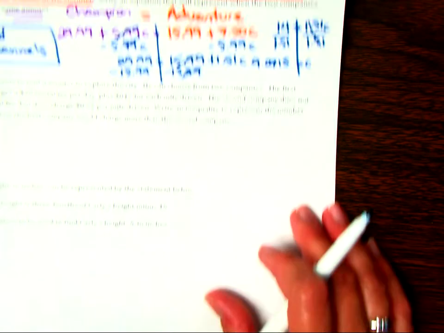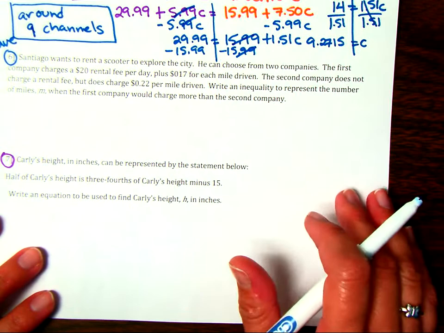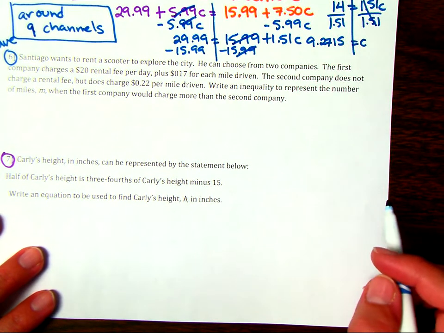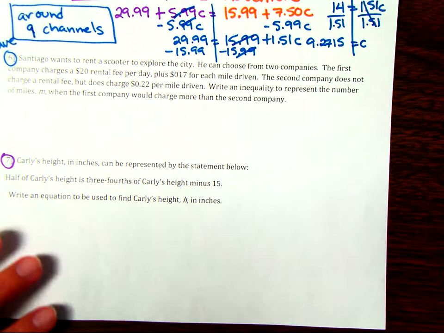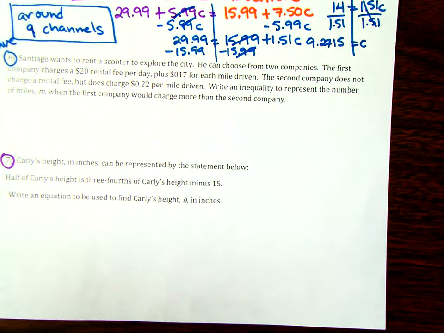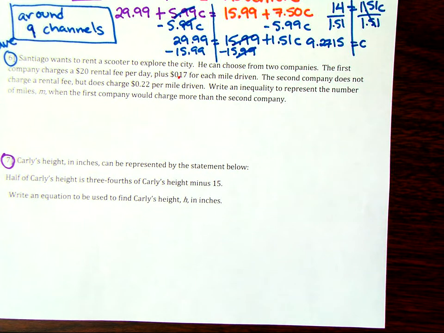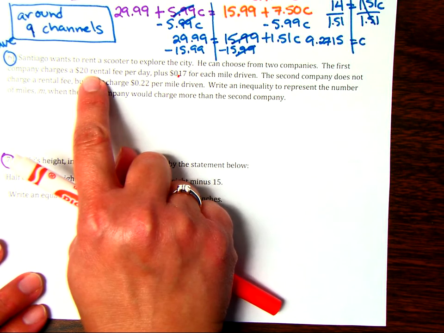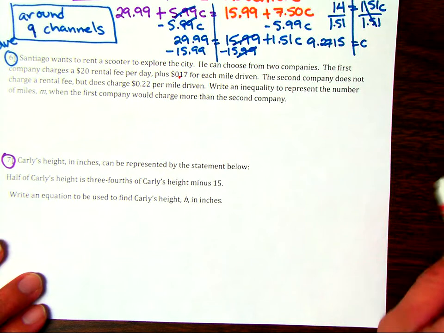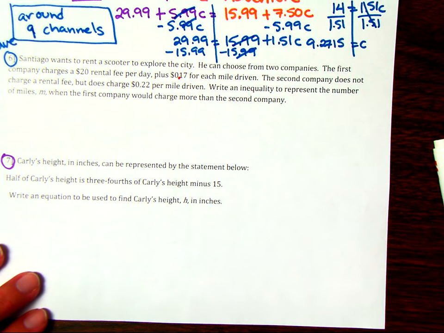So number 6. Santiago wants to rent a scooter to explore the city. He can choose from 2 companies. The first company charges a $20 rental fee per day plus 17 cents for each mile driven. That's supposed to be a decimal right there, sorry about that. The second company does not charge a rental fee but does charge 22 cents per mile. So this one's a little bit more per mile, but you're saving money because you don't have that rental fee. Write an inequality to represent the number of miles, M, when the first company would charge more than the second company.